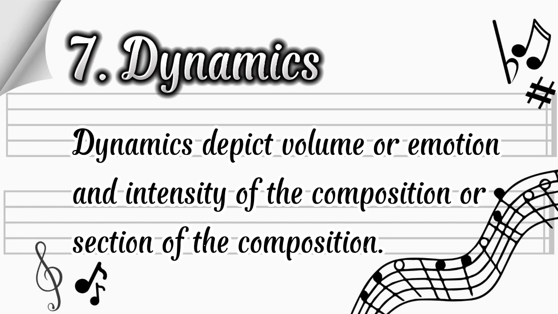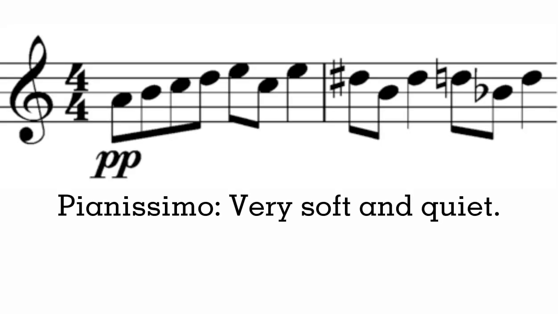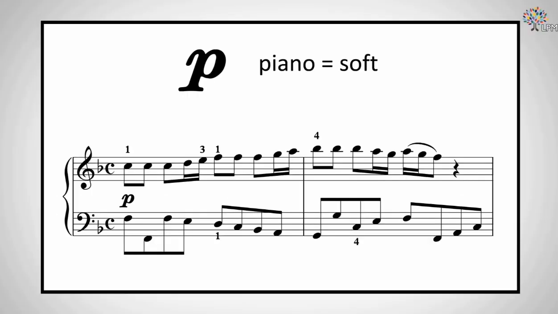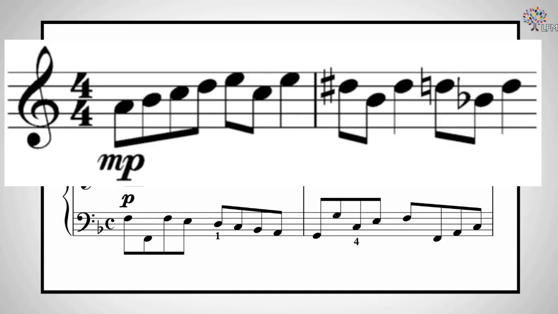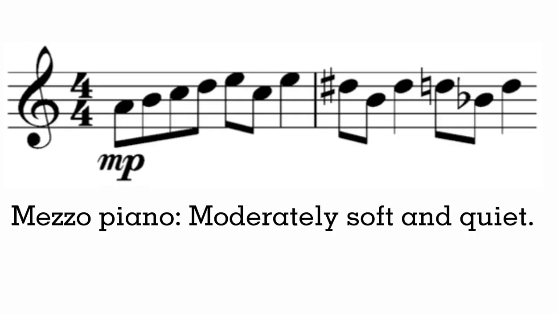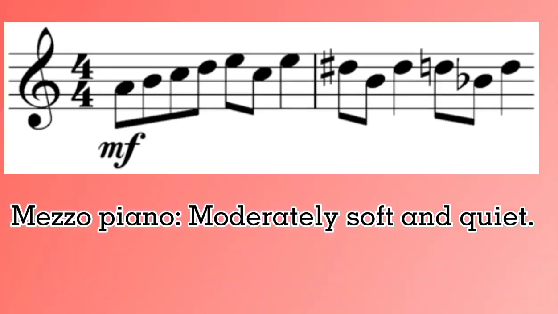Dynamics. Dynamics depict volume or emotion and intensity of the composition or section of the composition. There are 9 dynamics in music. First, pianissimo. Very soft and quiet. Second, piano. Soft and quiet. Third, mezzo piano. Moderately soft and quiet.